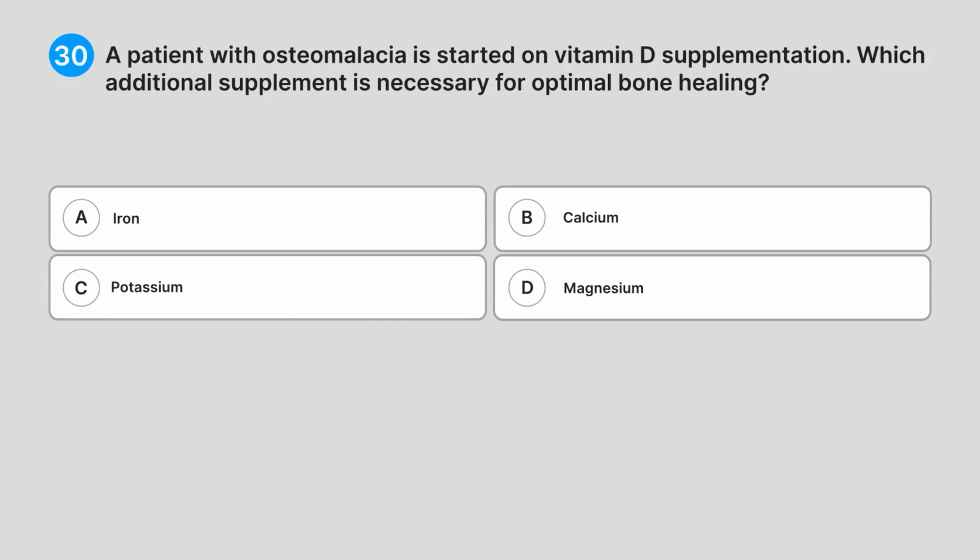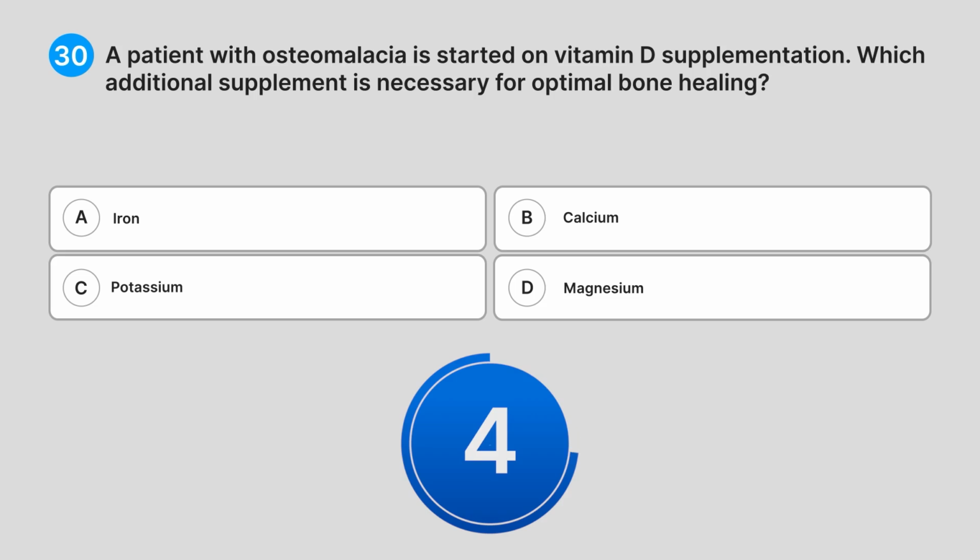30. A patient with osteomalacia is started on vitamin D supplementation. Which additional supplement is necessary for optimal bone healing? A. Iron. B. Calcium. C. Potassium. D. Magnesium. Do you know the answer?